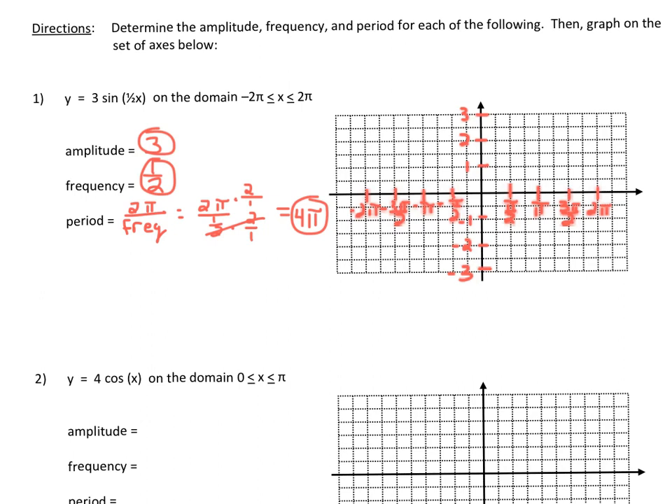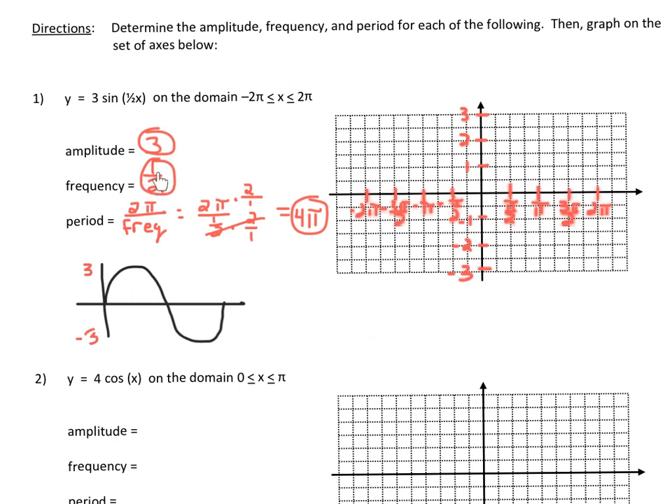Okay, now in order to graph this, let's think about what our basic y equals sine of x looks like. Okay, this is one complete cycle of our basic sine curve. Now, if we look here, we know the amplitude is 3. So what that tells us is that our graph here is going to go up to positive 3 and down to negative 3. Okay, let's go down the list.